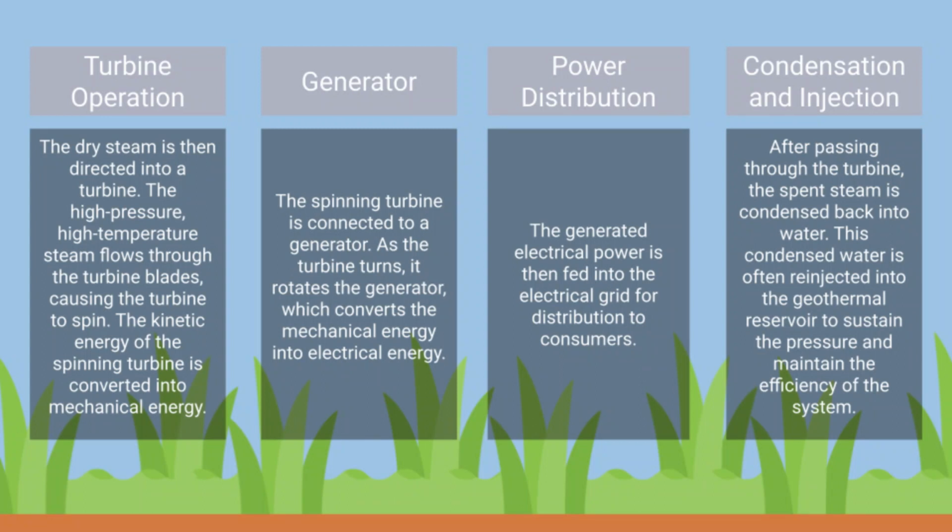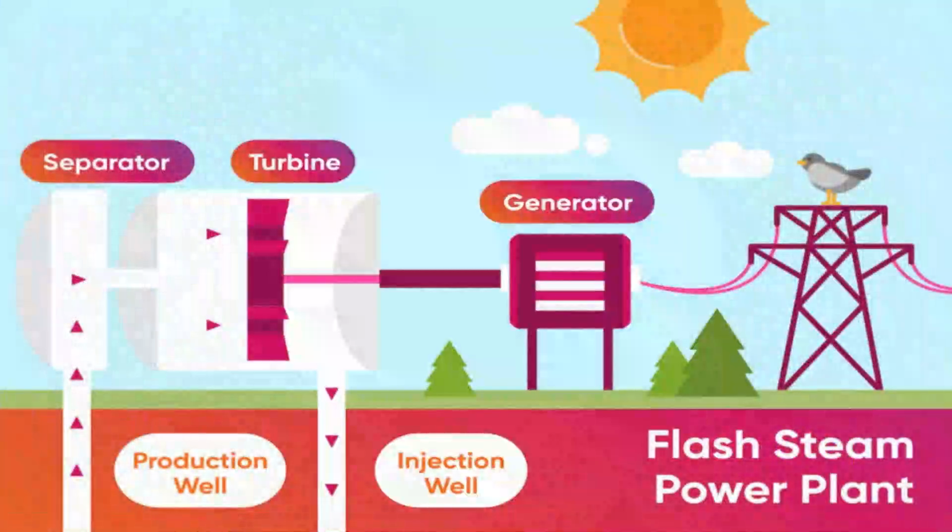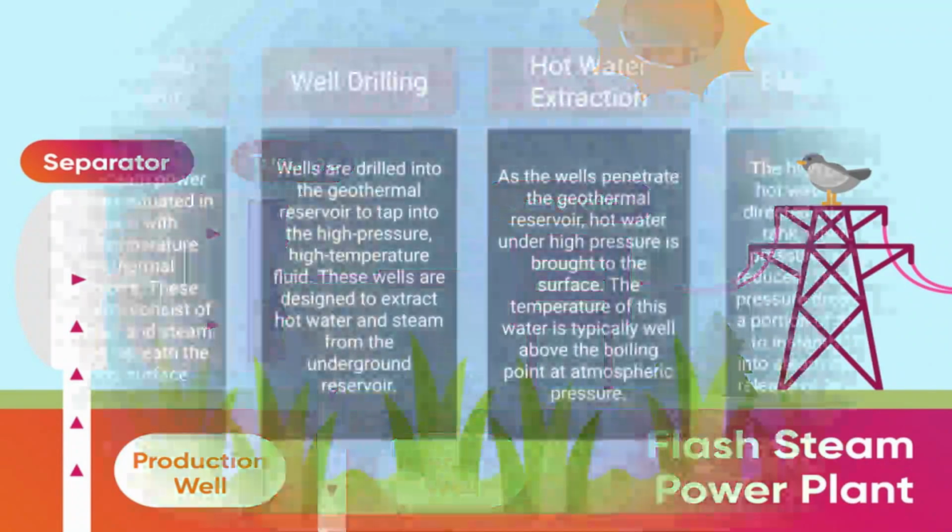And lastly, where does the steam go after the process? The steam is condensed back into water and re-injected into the geothermal reservoir, which sustains the pressure and maintains the efficiency of the system. Next, we go to the flash steam power plants.